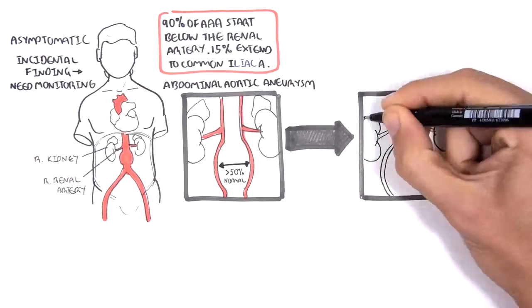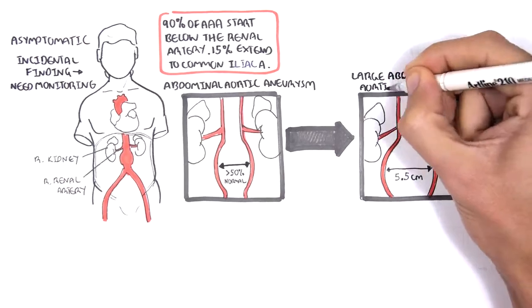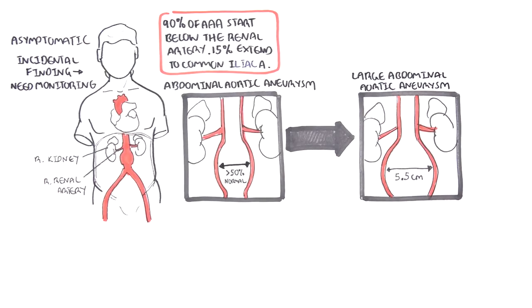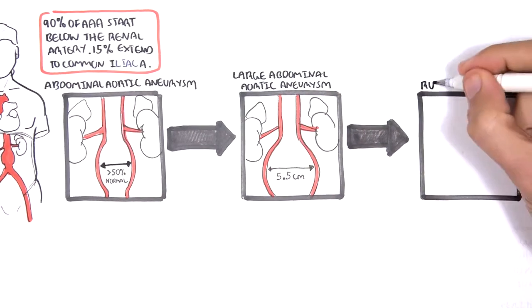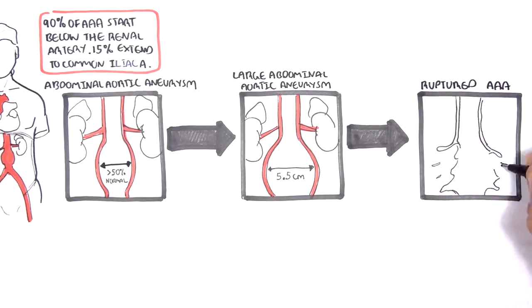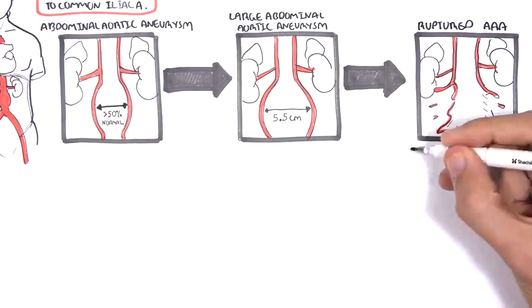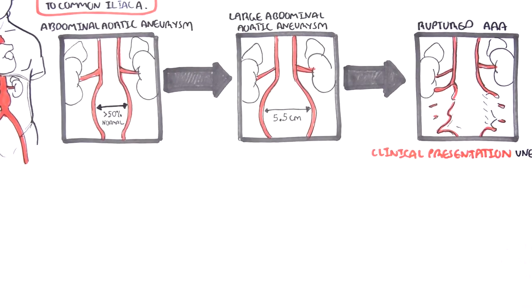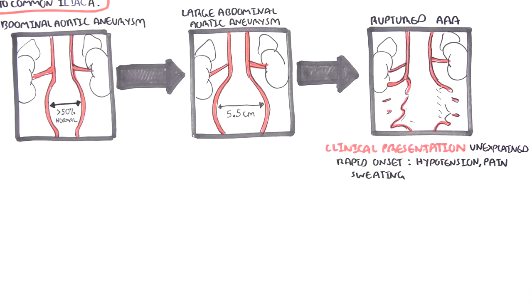A large abdominal aortic aneurysm is defined as an aneurysm greater than 5.5 centimeters, and this requires treatment. If treatment is not done, the AAA can progress to a ruptured abdominal aortic aneurysm. The clinical presentation of a ruptured AAA includes unexplained rapid onset hypotension, back pain or loin pain, and sweating.